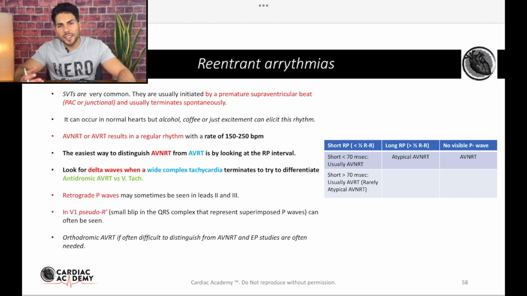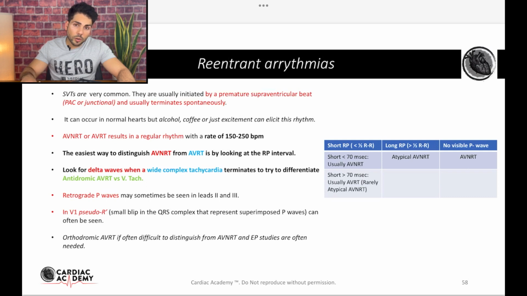So AVNRT is a very common type of arrhythmia, and it can usually be seen in young women. It can be initiated by a PAC or a premature junctional beat. This can occur in healthy hearts, although high intake of alcohol or caffeine can initiate this type of arrhythmia. AVNRT and AVRT both are causes of paroxysmal supraventricular tachycardia and can drive the heart up to heart rates of 150 to 250, even though occasionally it can go as high as 300 beats per minute.